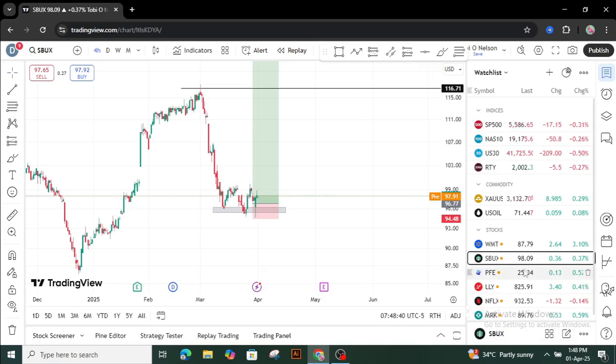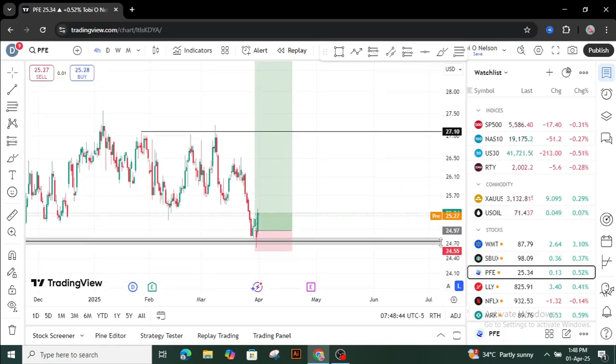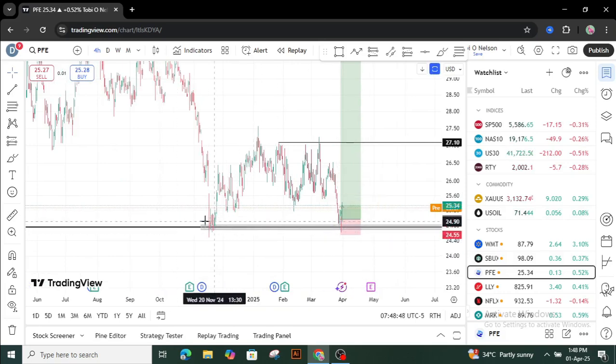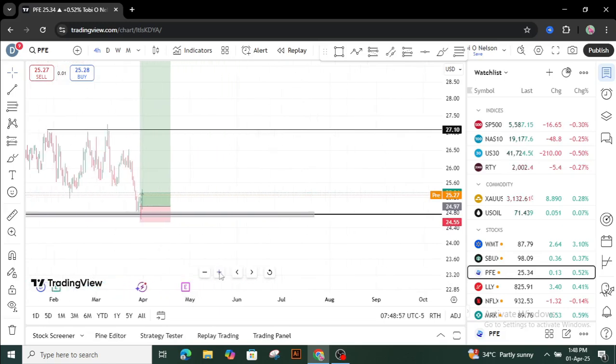Pfizer is one of the stocks that I tapped into yesterday, and here is the trade. I took advantage of this double bottom on daily time frame. The double bottom is not this wide, but I will call this a double bottom. So I bought into this market and I'm still holding the position.